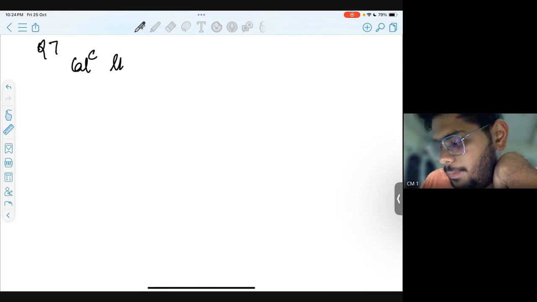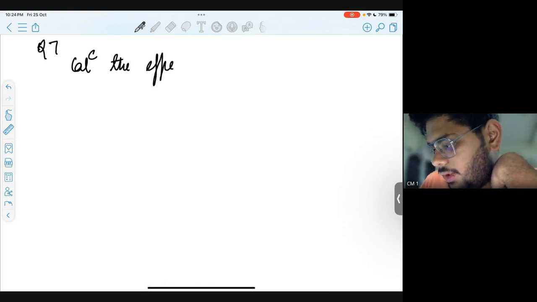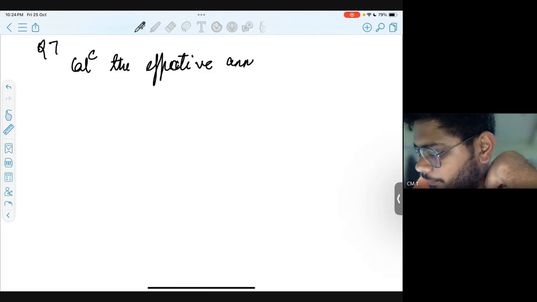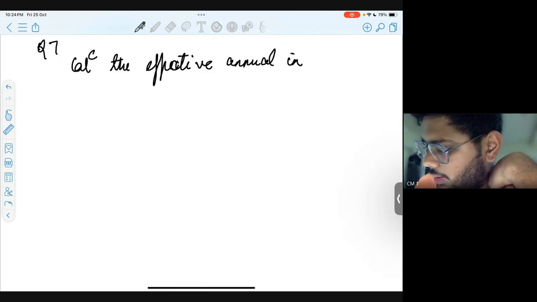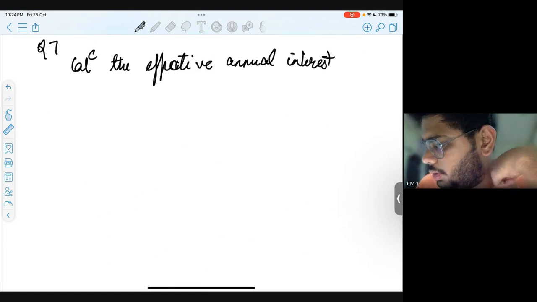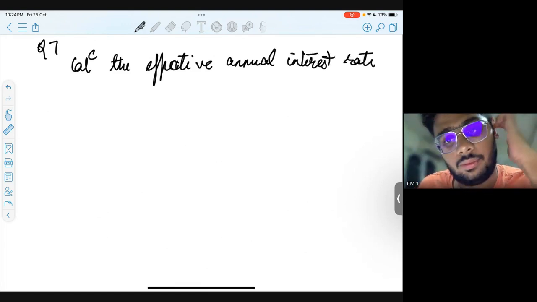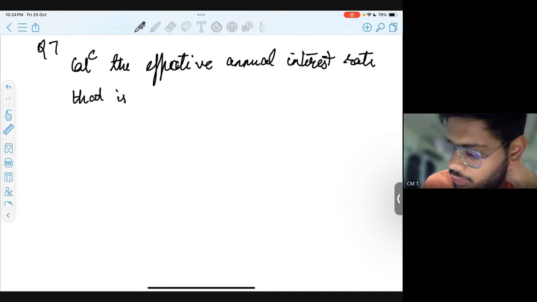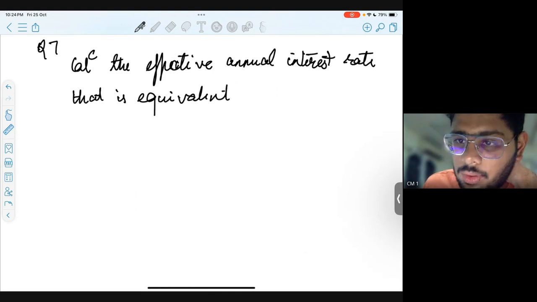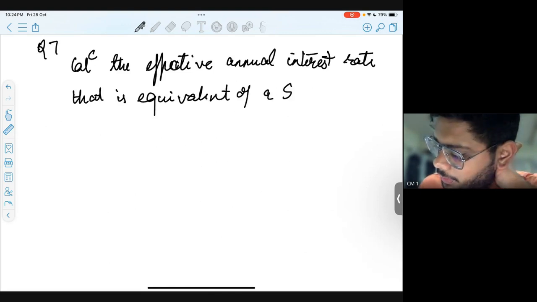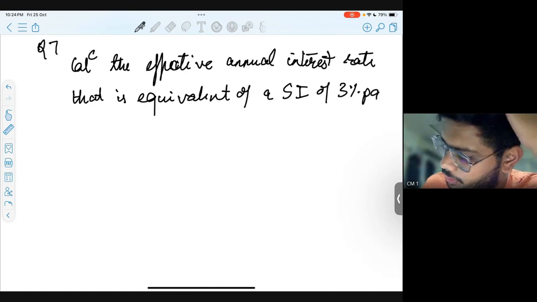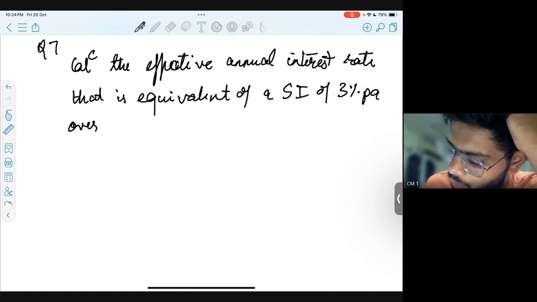Calculate the effective annual interest rate that is equivalent to a simple interest of 3% per annum over 4 years.